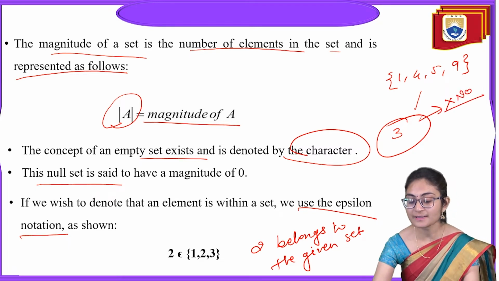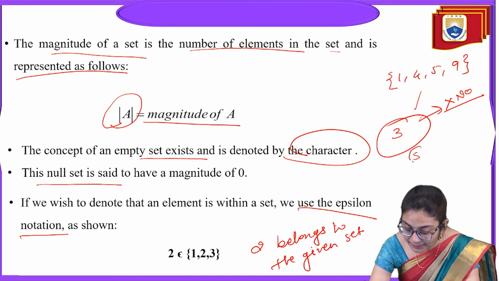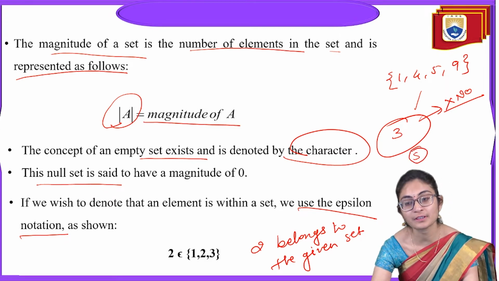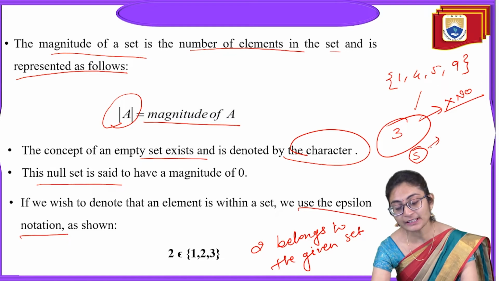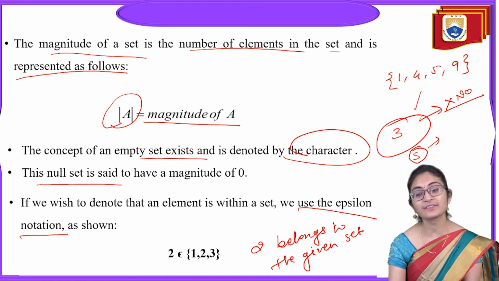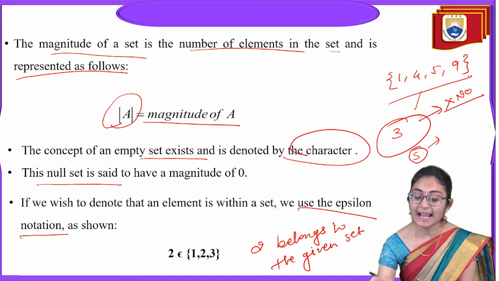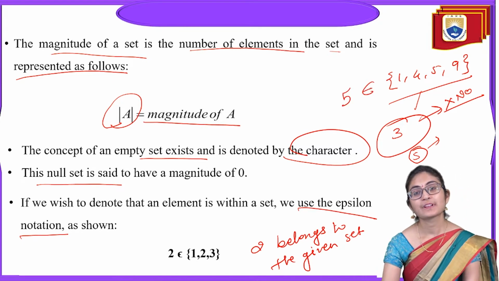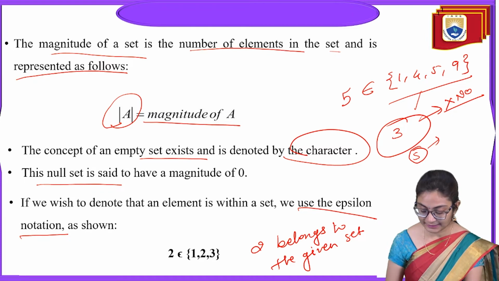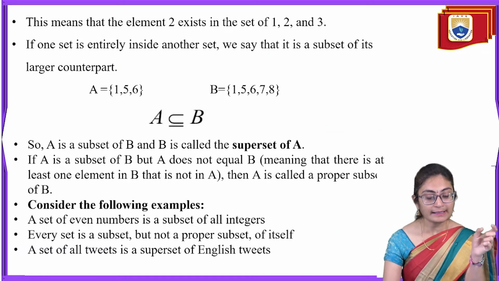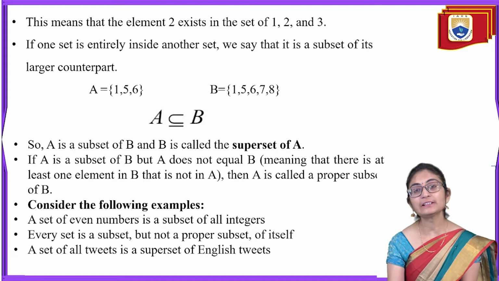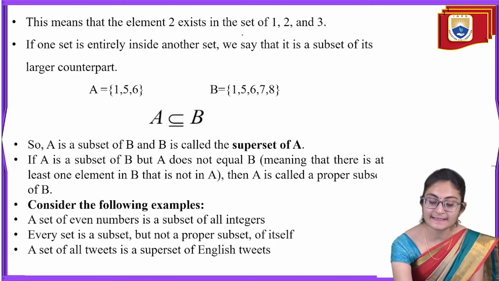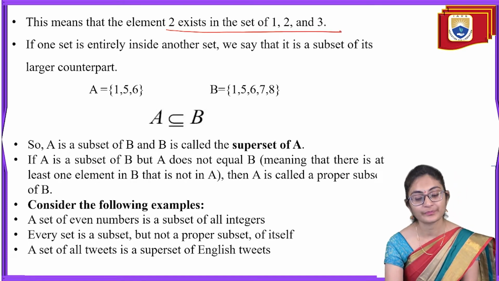But if I ask whether 5 is a member of the given set, then definitely we can say that 5 is a member of the given set, and that means we can write like this: 5 belongs to the given set. Now, this means the element exists in the set {1, 2, 3}.